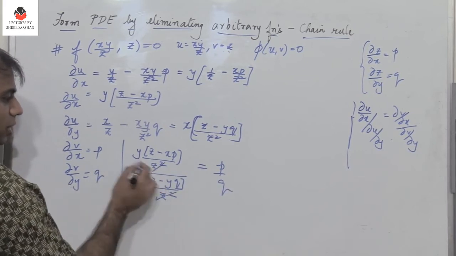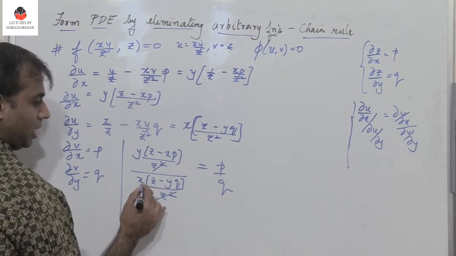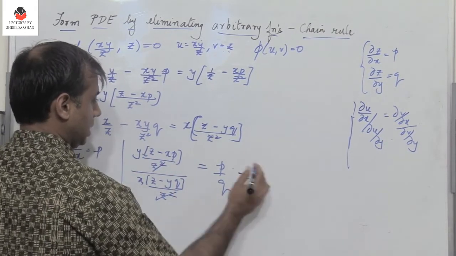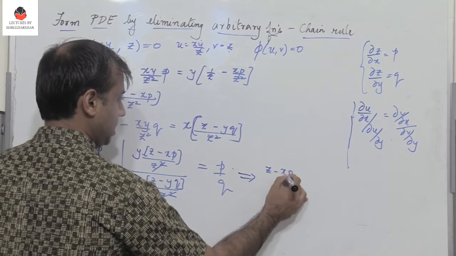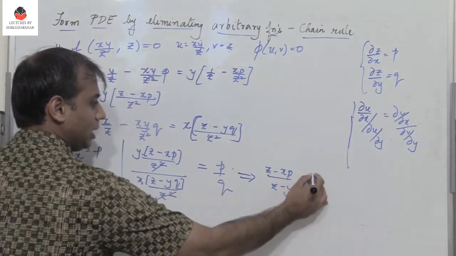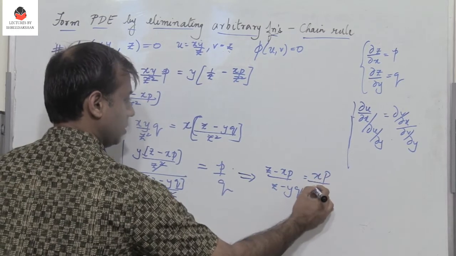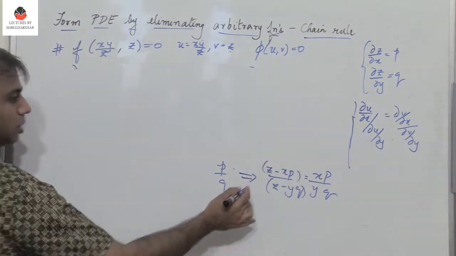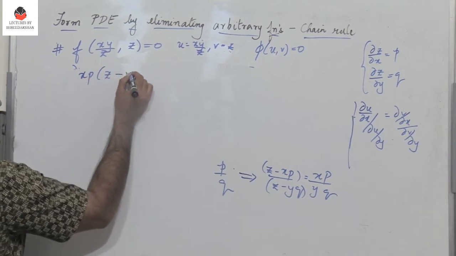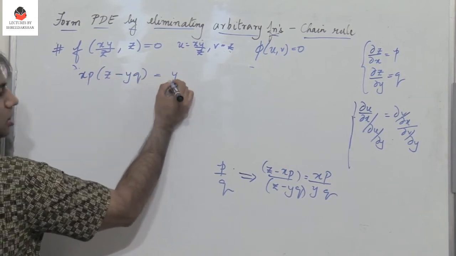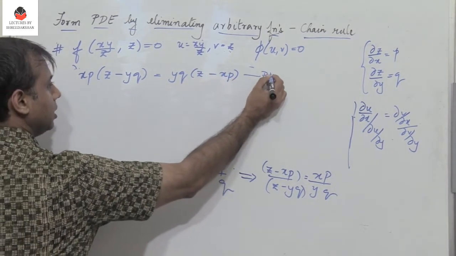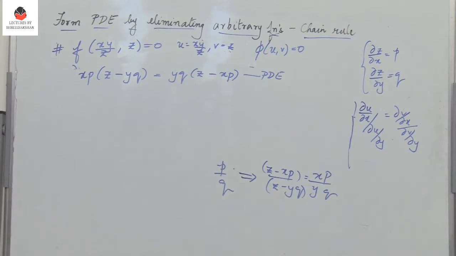Right? So z square gets cancelled, cross multiply, x goes here, y comes here. So this gives z minus xp divided by z minus yq equals xp divided by yq. So now cross multiply, you have xp into z minus yq equals yq into z minus xp. So this is the required partial differential equation.